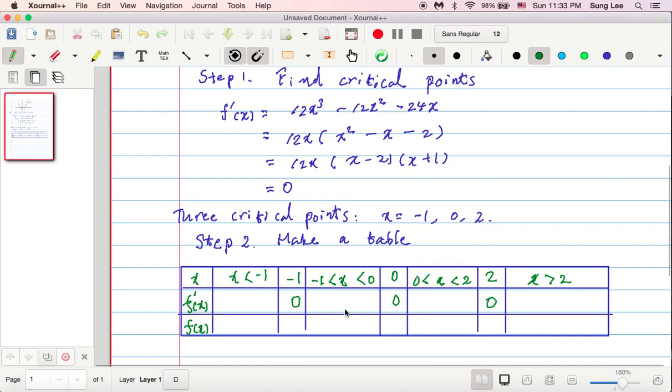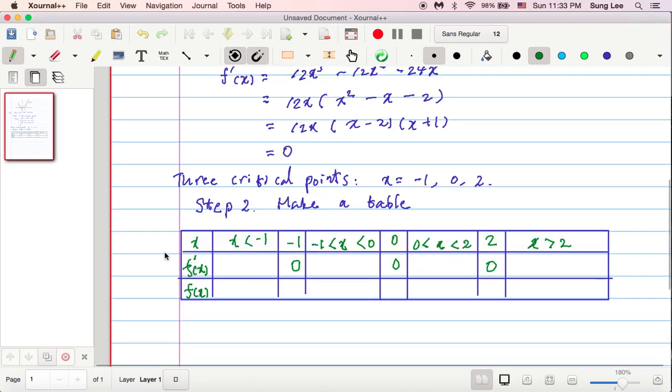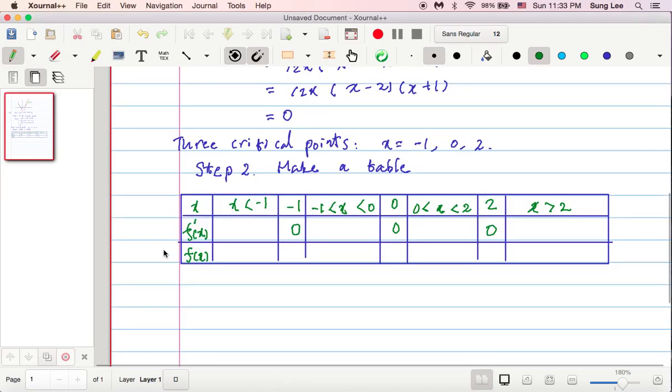So next step, we are going to fill the second row. The second row is for the sign of f prime of x. We want to see what happens to the sign of f prime of x on each open interval. But how do we do that? Well, for that, we are going to use something called the test point method.